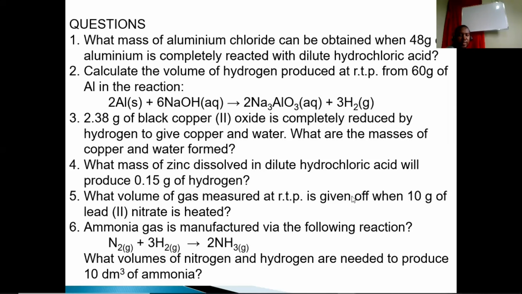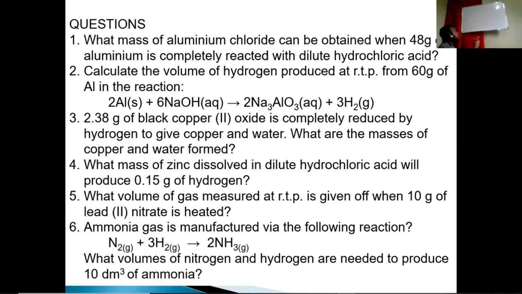All right, so let's go. Not seeing any more answers being provided. All right, so question 3 says 2.38 grams of black copper II oxide is completely reduced by hydrogen to give copper and water. What are the masses of copper and water formed?